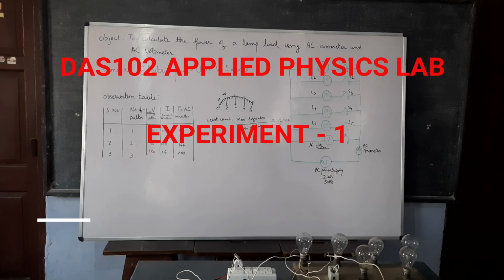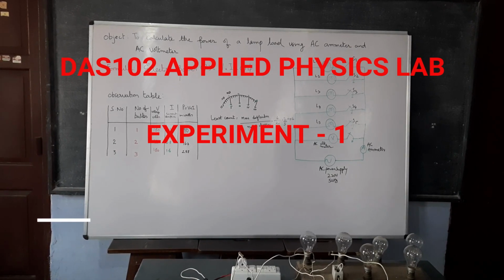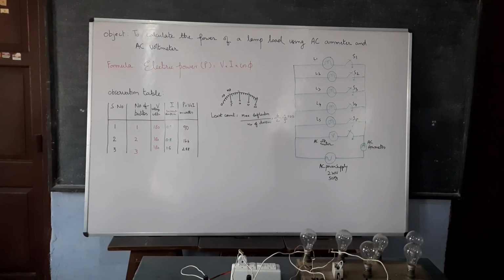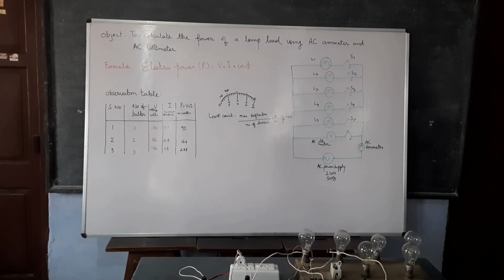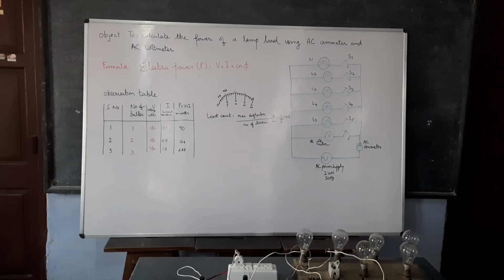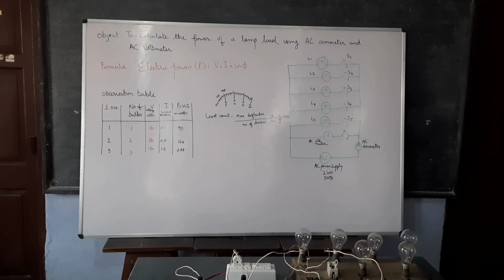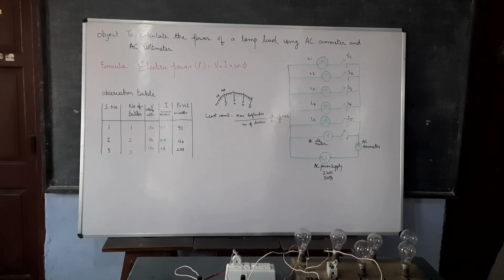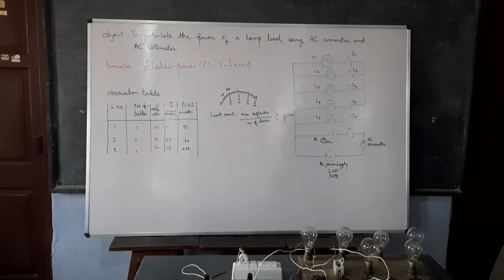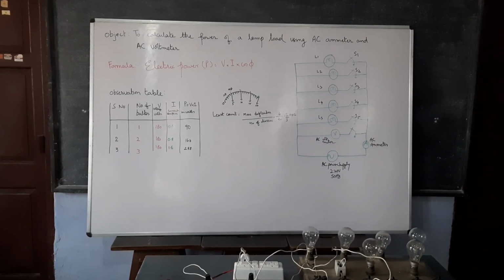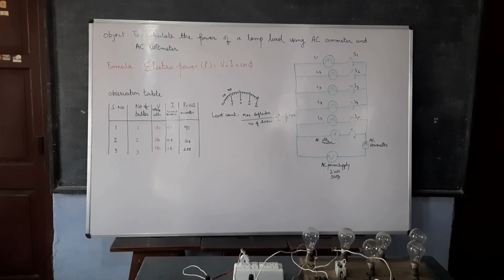Today we are going to perform the practical to calculate the power of lamp load using AC ammeter and AC voltmeter. The apparatus used consists of an AC voltmeter and AC ammeter, a lamp load consisting of 6 bulbs, and an AC power supply.